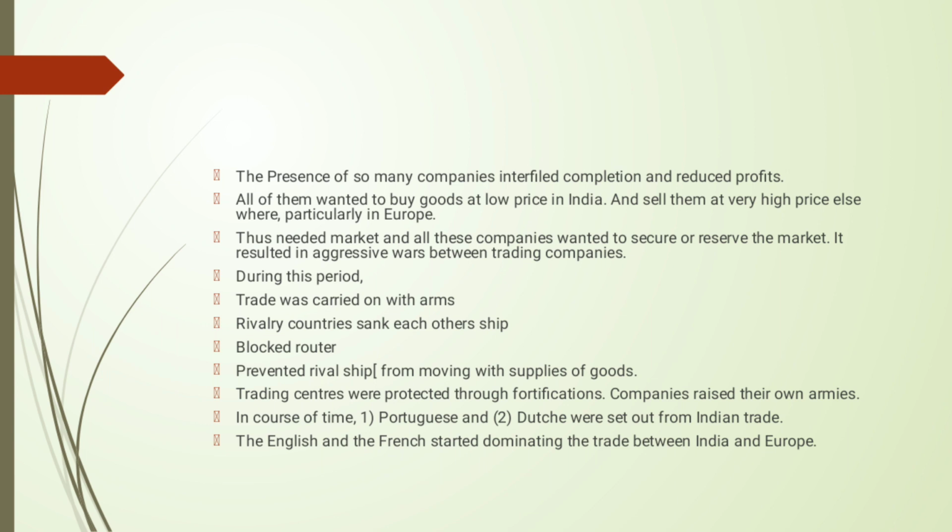So today, what did we study about? We studied the advent of the European companies, then the English East India Company which had come over here, then how the French East India Company came over here, and when all the companies had come, how the rivalry developed among them. Then ultimately, how the Portuguese and the Dutch were pushed out of the Indian trade, and by the end of this, the English and the French were the main dominating traders doing trade here in India. So this is all for today.